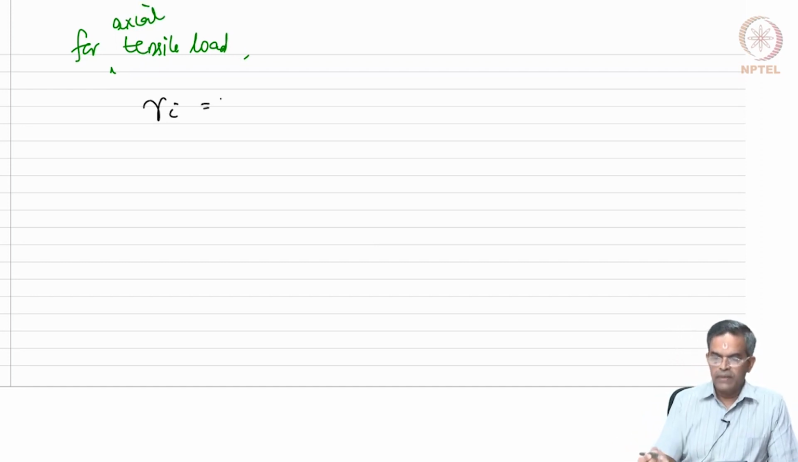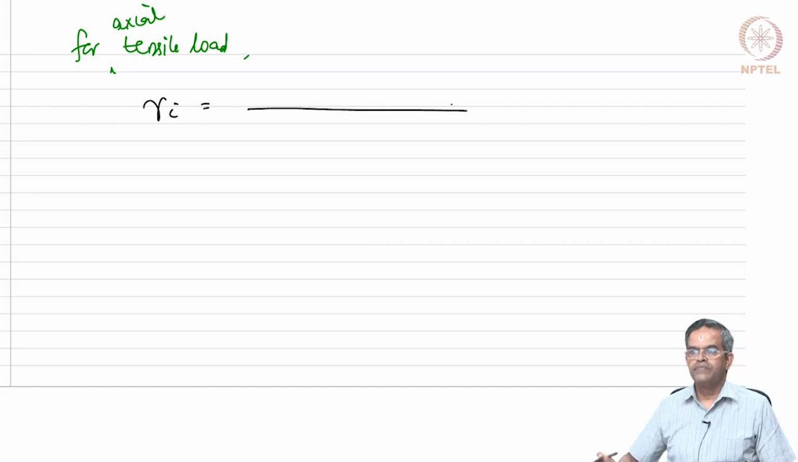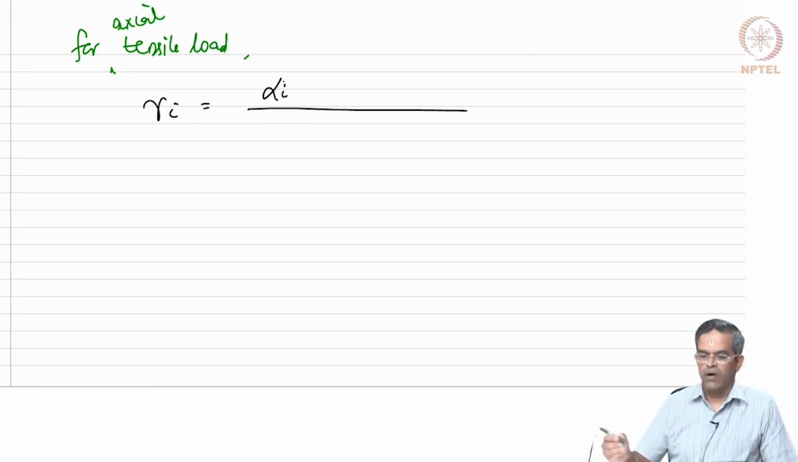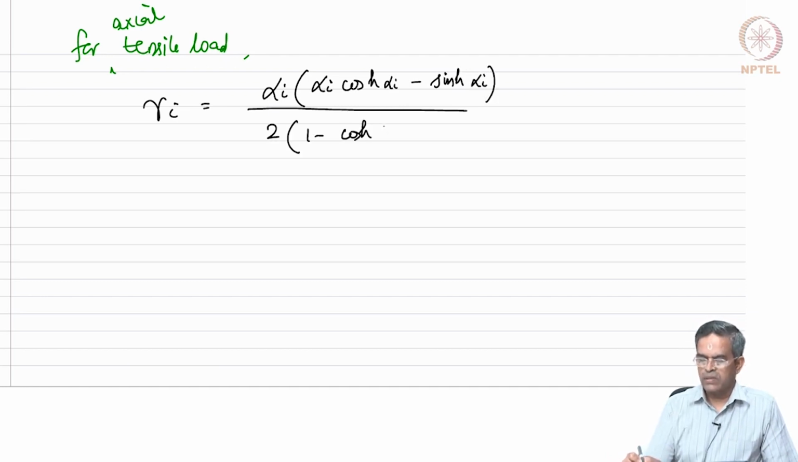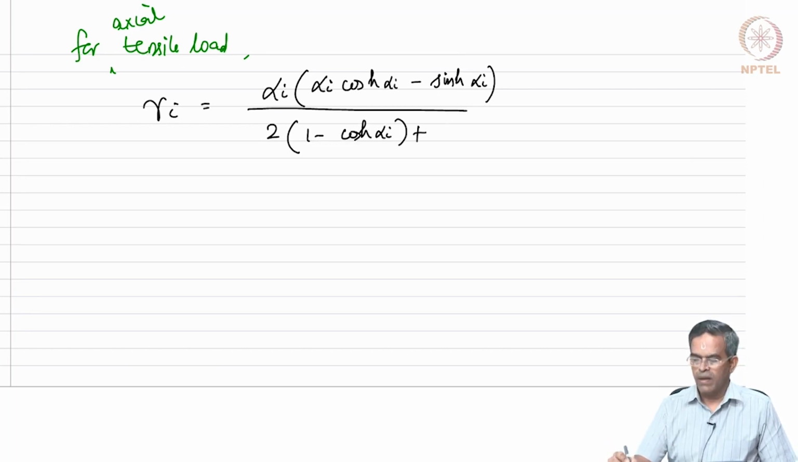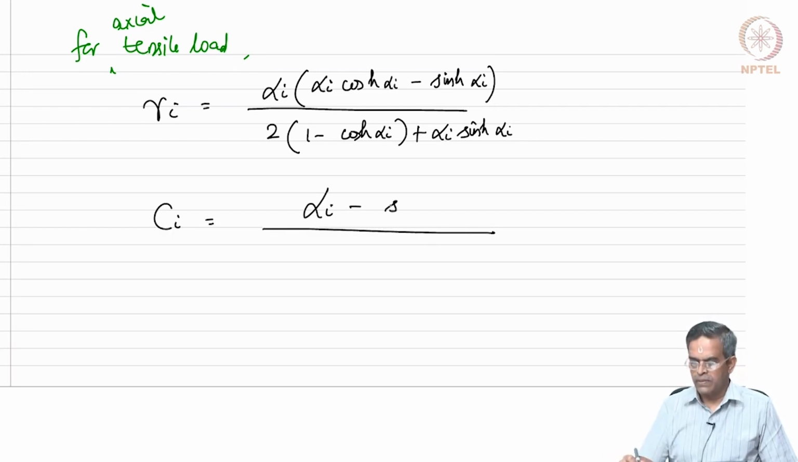We got Ri as alpha I cos hyperbolic alpha I minus sin hyperbolic alpha I by twice of 1 minus cos hyperbolic alpha I plus alpha I sin hyperbolic alpha I, and Ci was found to be alpha I minus sin hyperbolic alpha I by sin hyperbolic alpha I minus alpha I cos hyperbolic alpha. We got this, isn't it?